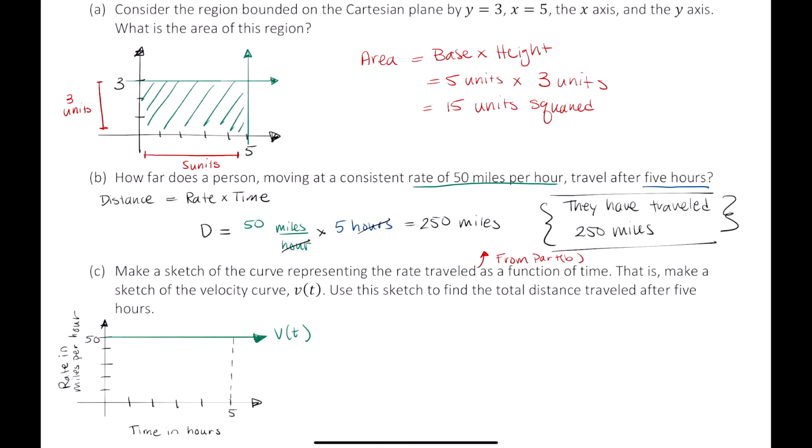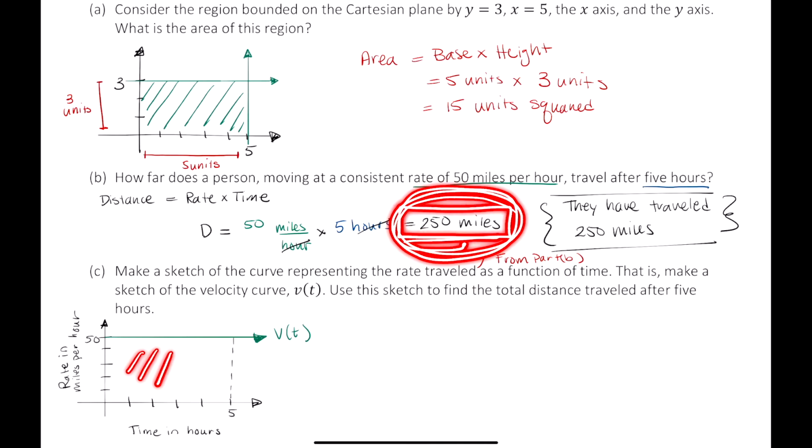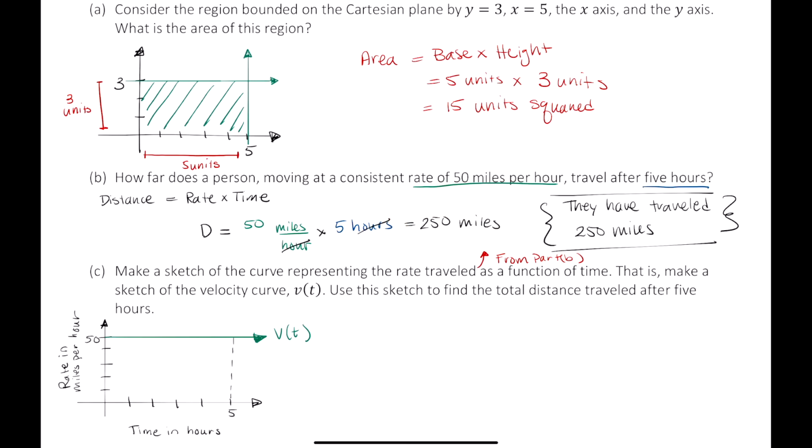So let's use this sketch to find the total distance traveled after 5 hours. Well, for part B, we already know that distance. It's 250 miles. What do you notice about how this sketch relates to this value? As a hint, consider part A. We found the area of a rectangle in part A, but why did we do that? If you notice, the area under this horizontal line corresponds to the distance traveled. This area is precisely 250 miles.